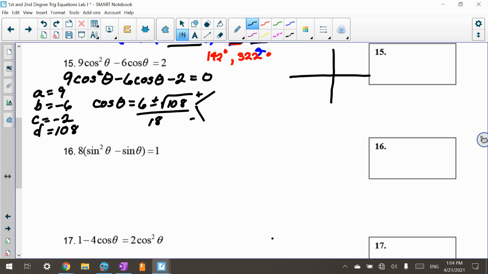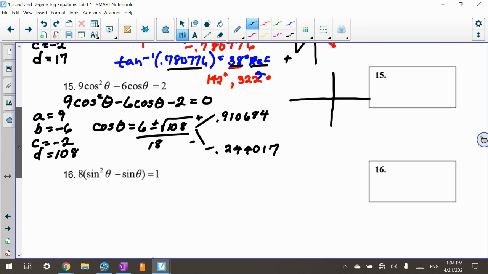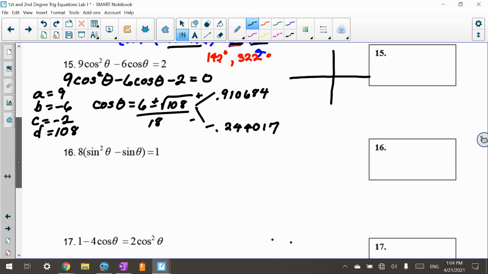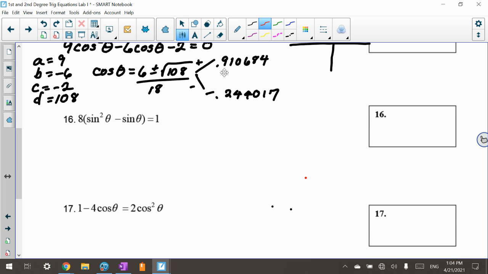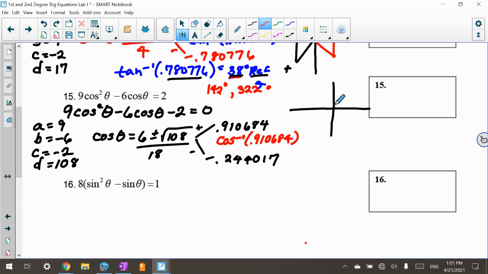When I plug this in my calculator, I get 0.910684. Here I get a negative 0.244017. Just making sure as I look at that none of those are matching. Yep, I was using those above. Now I'm going to do inverse cosine of 0.910684. And remember, that's a positive number, so cosine is positive in quadrant 1 and in 4. So when I put inverse cosine of that in, I get 24 degrees. That's my first one. And when I do 360 minus 24, I get 336 degrees.